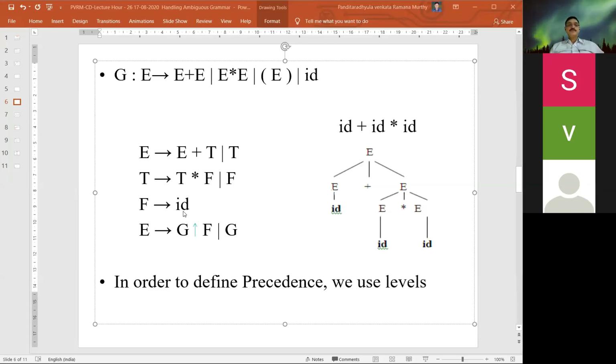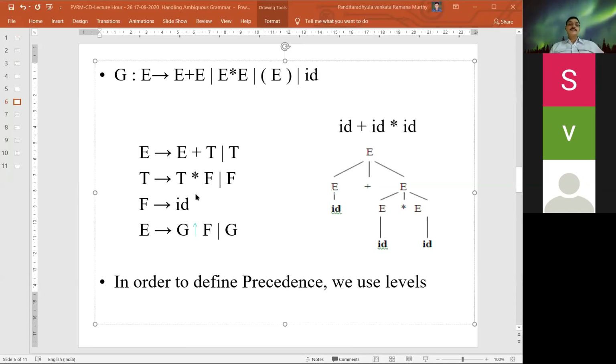F can be replaced by simply ID. If you know ID, we can replace this F with ID, or the T can be once again replaced by one more T into F. We can compute the value of multiplication sign. After getting the multiplication sign, with or without multiplication sign, we can get the value of T. Once we are getting the T, then coming back to the plus sign, using this T value with or without plus sign, we can compute E value.